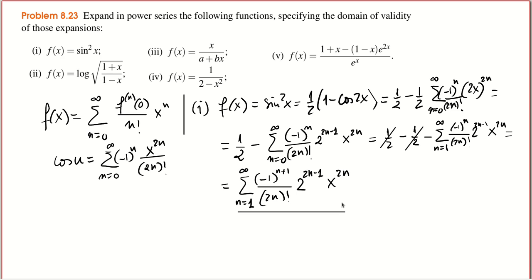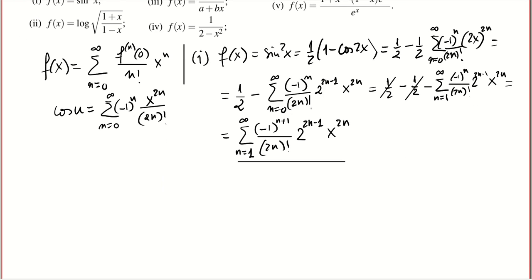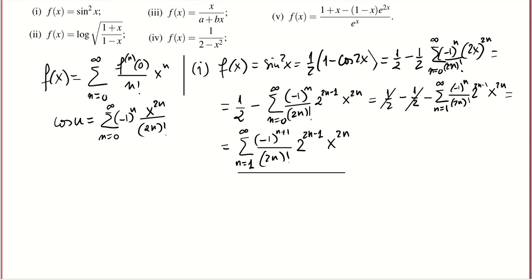Right, so let's go to the second. The second is this logarithm of this complicated square root, which is a bad way of trying to do the expansion.